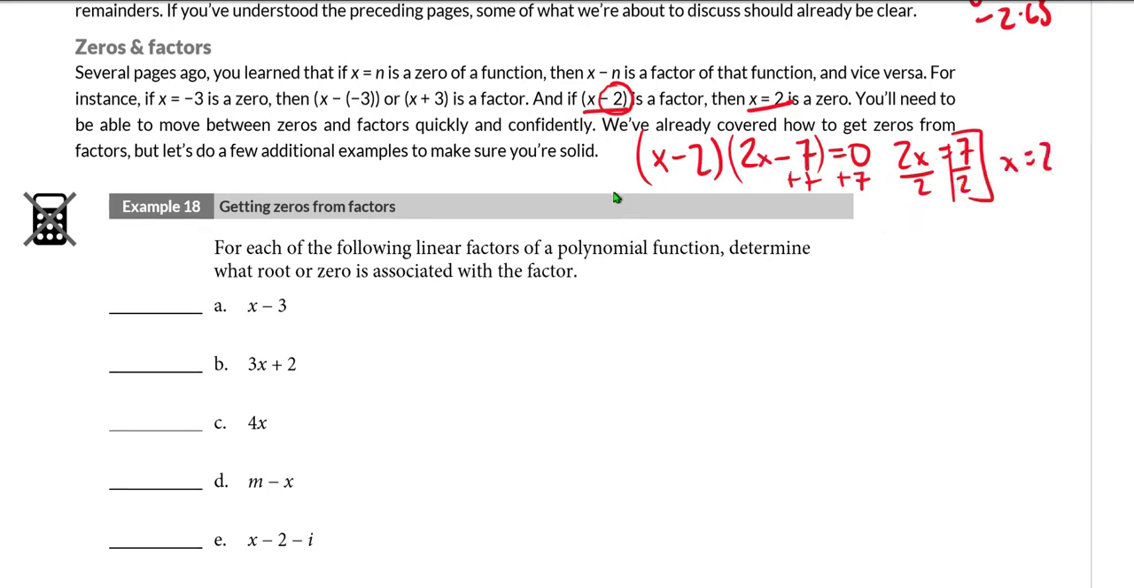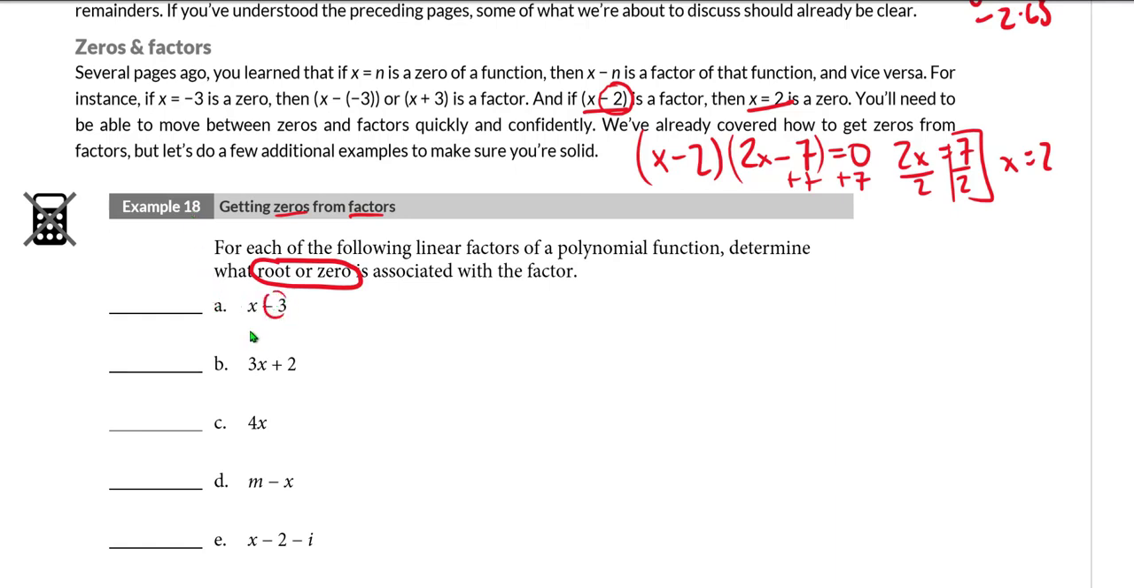So we're going to run through a bunch of hopefully fairly simple examples right now that will illustrate how we get zeros from the factors. Example number 18: I would pause the video and try to do this one on your own. By this point in our discussion of quadratics and zeros, you should have no problem doing these on your own. For each of the following linear factors of a polynomial function, determine what root or 0 is associated with the factor. Example 18a is the simple case.